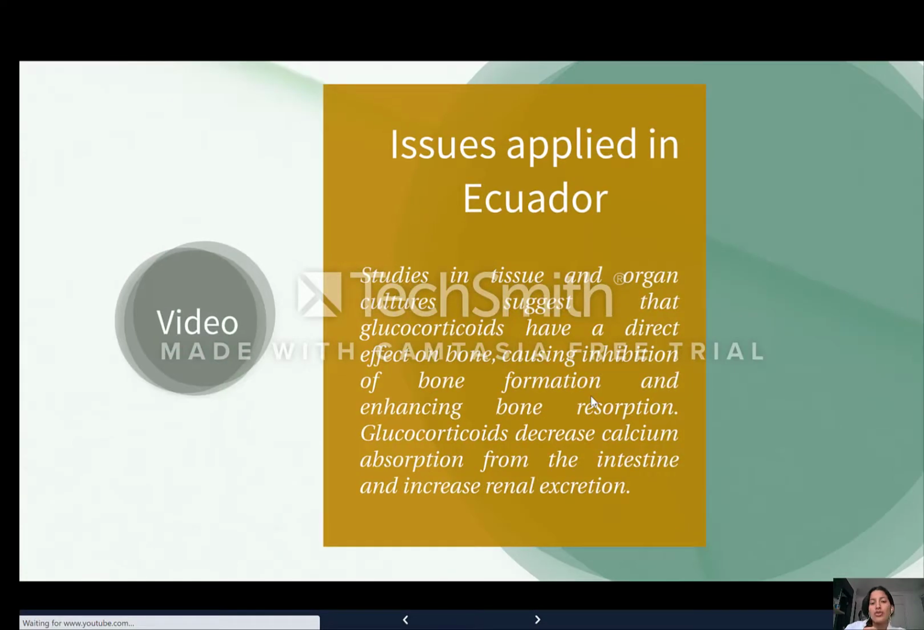Studies in tissue and organ culture suggest that glucocorticoids have a direct effect on bone, causing inhibition of bone formation and enhancing bone resorption. Glucocorticoids decrease calcium absorption from the intestine and increase renal excretion.